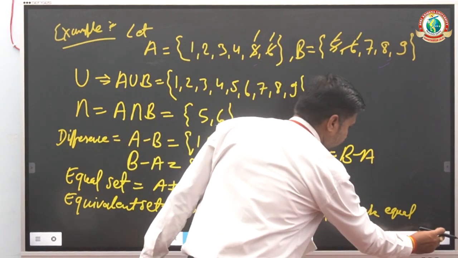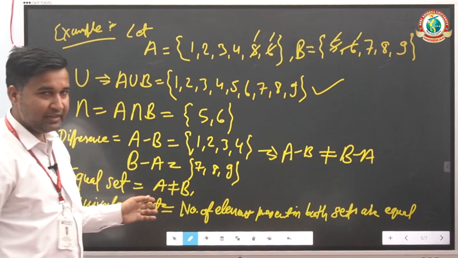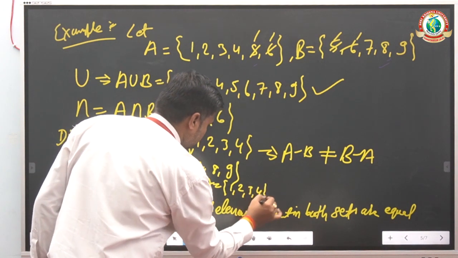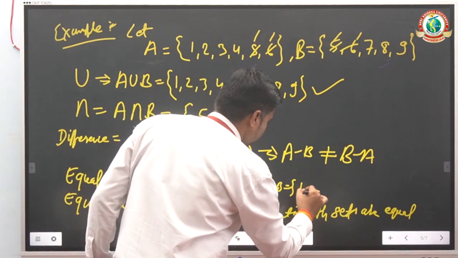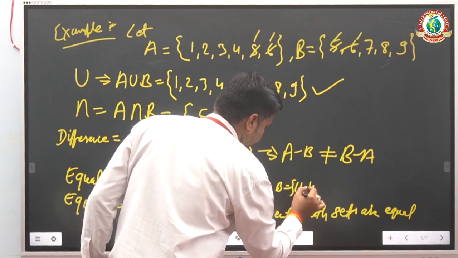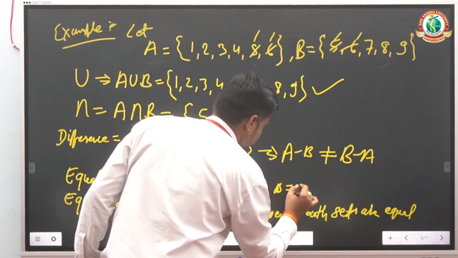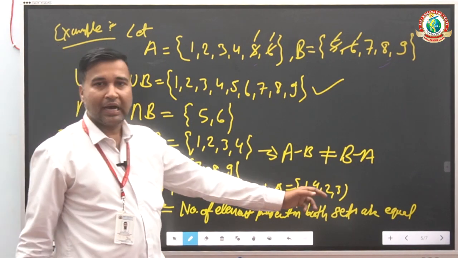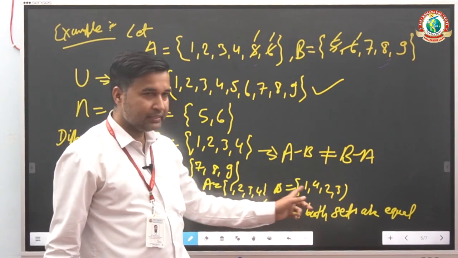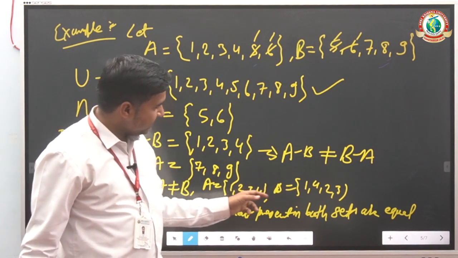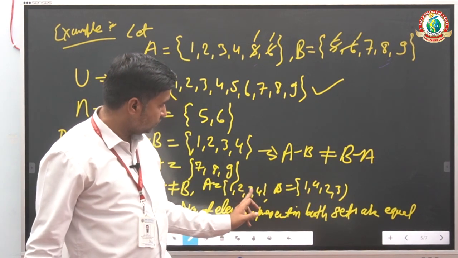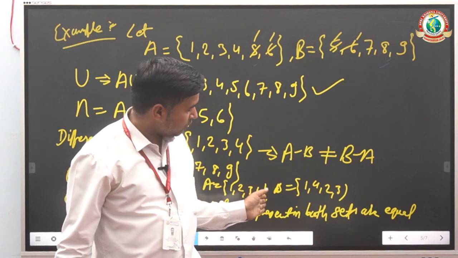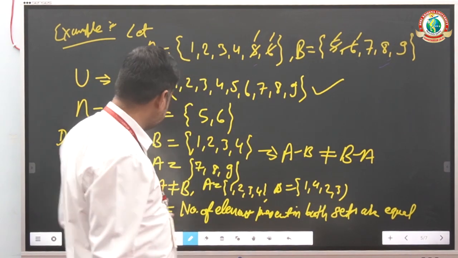Equal means, here we take an example. If we have to show equal sets, then A is equal to 1 2 3 4 and B is equal to 1 4 2 3. Then these sets are called equal sets, because the elements are the same, 1 2 3 4, 1 4 2 3. All elements of A are also present in B. So these sets are called equal sets.